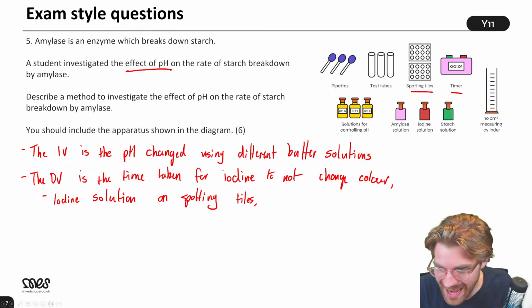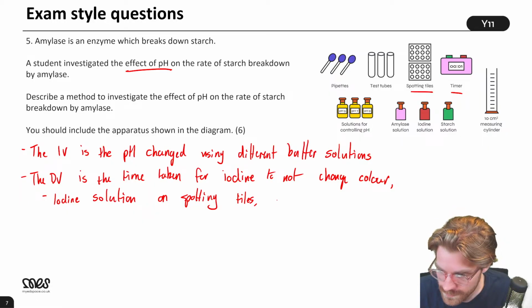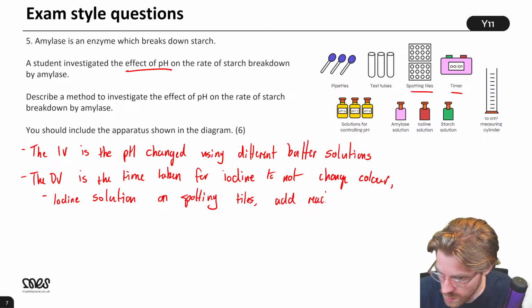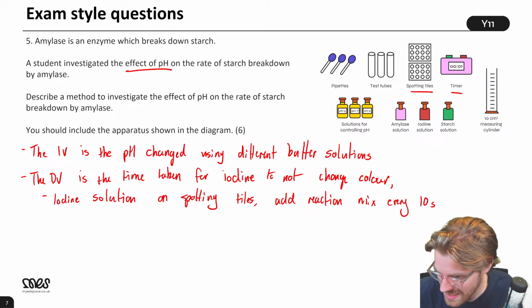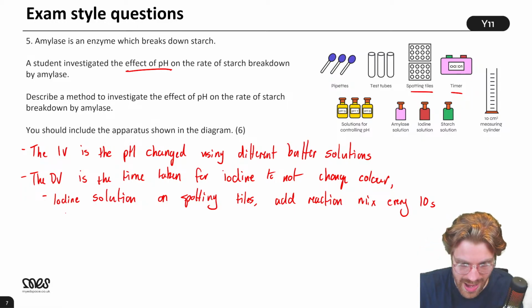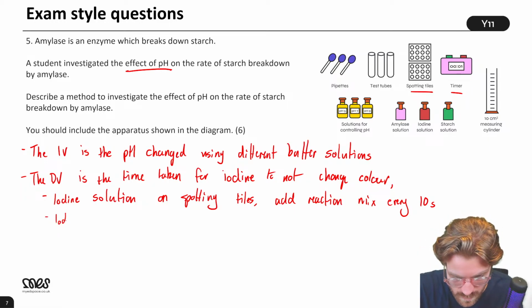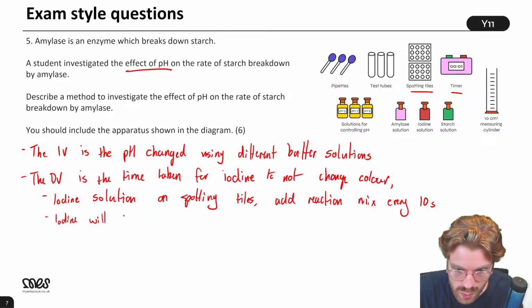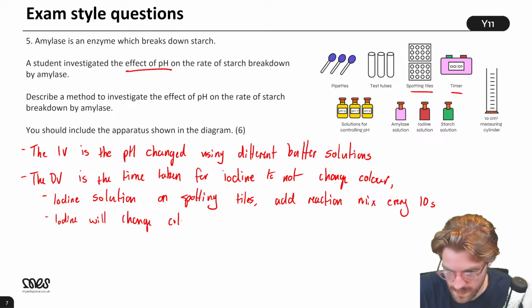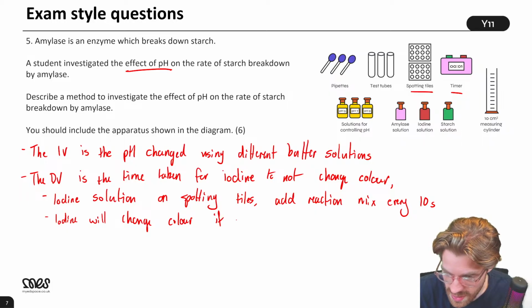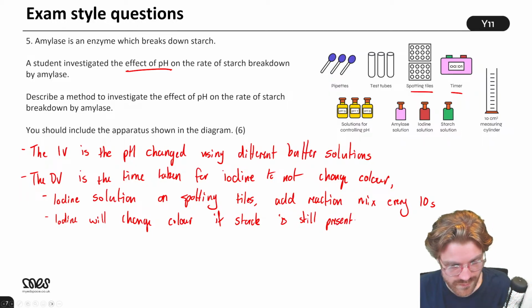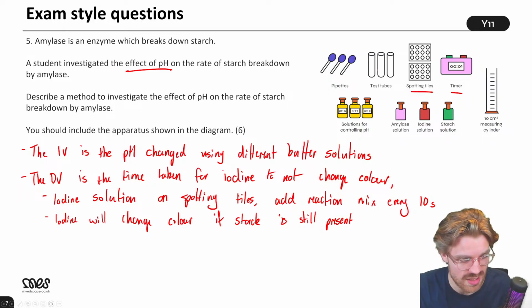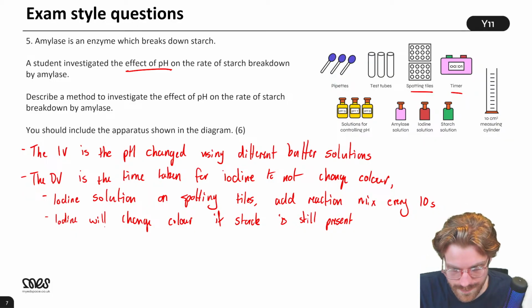And what we're going to do is we're going to add the reaction mixture every 10 seconds perhaps, or we could say 30 seconds. And then the iodine will change color if the starch is still present. Very, very good. Okay, the spotting tile is the little plastic thing that would have had little dimples in it.